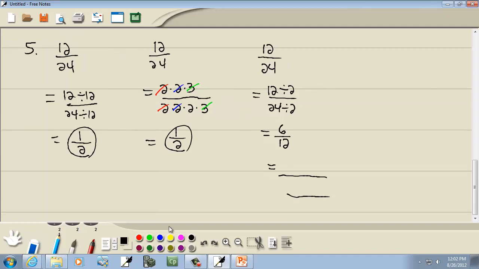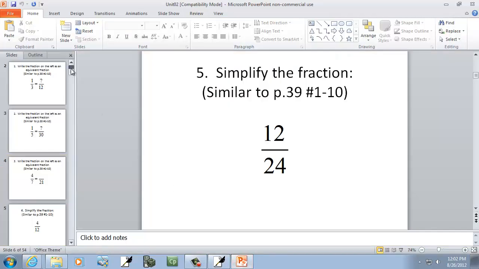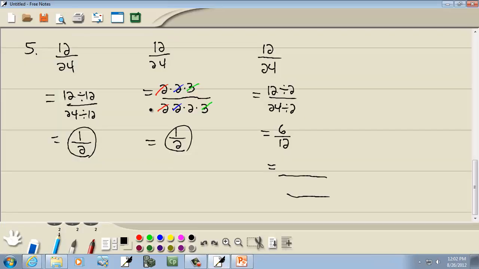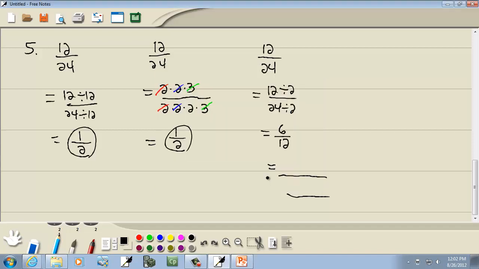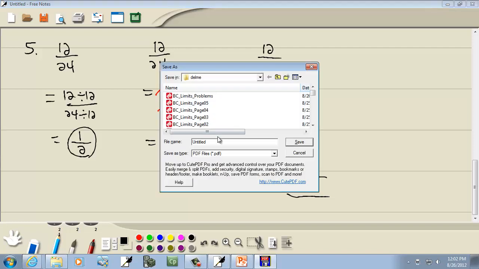Let me save that. Name of this unit is probably fractions, if I had to guess. Fractions. And let's see, healthcare, math, fractions, page 01.